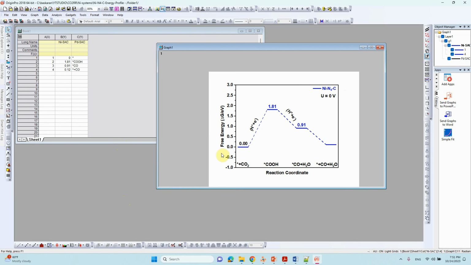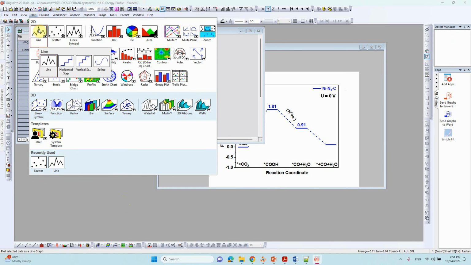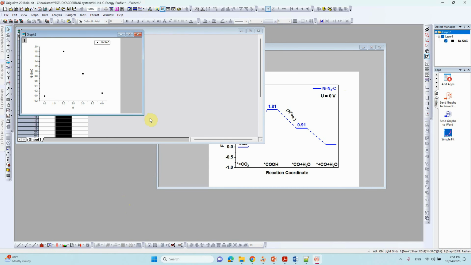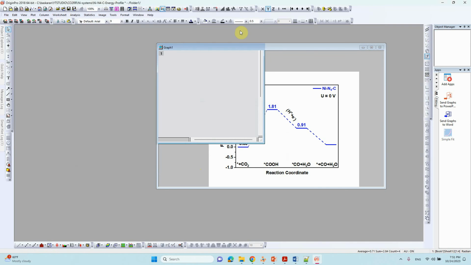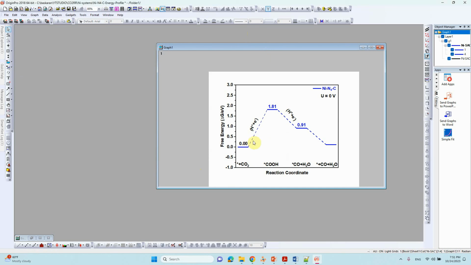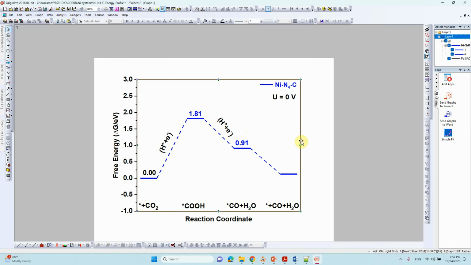Then we will see the plotting of this graph. Just select this one and plot it. I already mentioned scattering in many videos, so you can also plot like this, and that's okay. I think you can plot easily. You can see the first step is the formation of the COOH intermediate. I mentioned here that CO2 with one proton and electron will form this. In the second step, it takes one more proton and electron and forms the CO intermediate. Then finally it will release CO plus H2O. This is 0.12. That's all. Then you can save this image and use it for your research purposes.